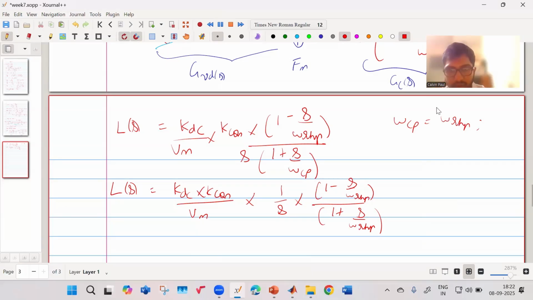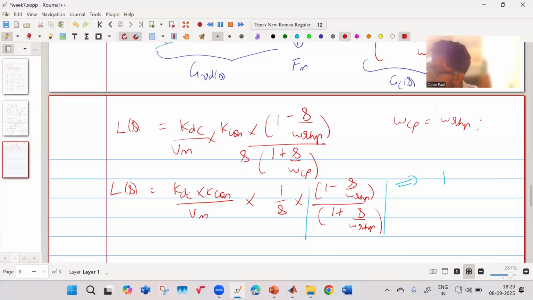What we are trying to do is nullify the magnitude contribution of the omega RHP, the right half plane zero. Okay, we don't want it to affect so much. So we place our controller pole at that point only. If you consider the magnitude of this, its contribution in terms of magnitude is only 1. Okay, in terms of magnitude, this contribution is 1.